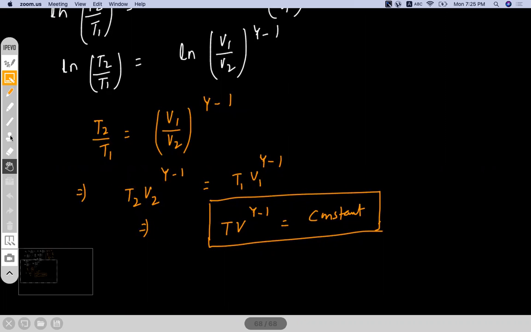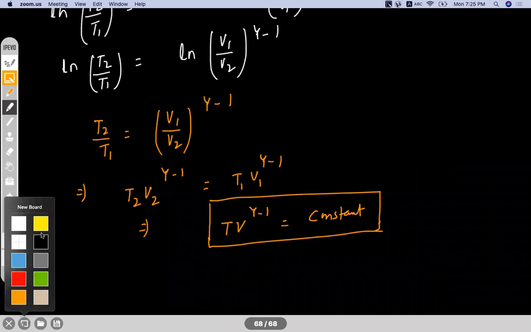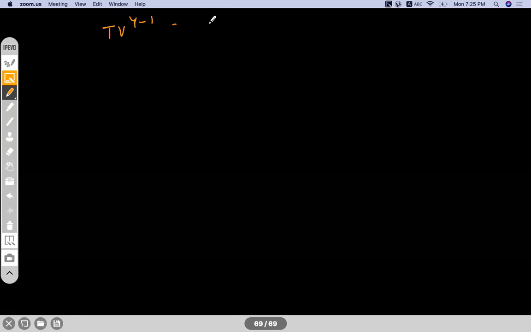So this is in terms of temperature and volume, correct? We can also write this in terms of pressure and volume. And how do we do that? T we can substitute in terms of pressure and volume. See here, we have this expression; all three expressions you should know. The first expression is this: TV to the power gamma minus one equals constant.